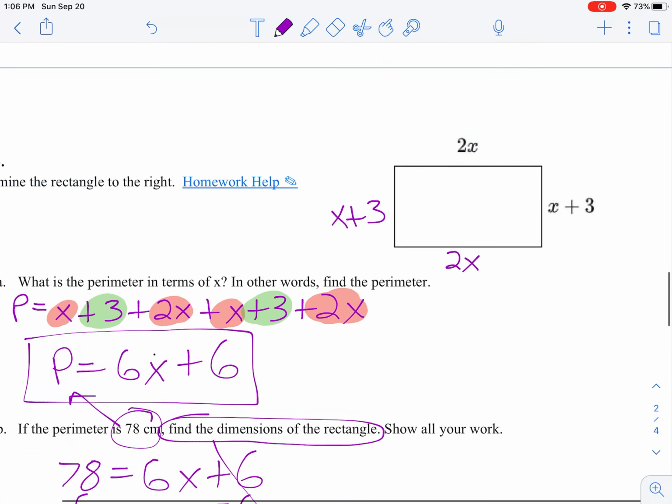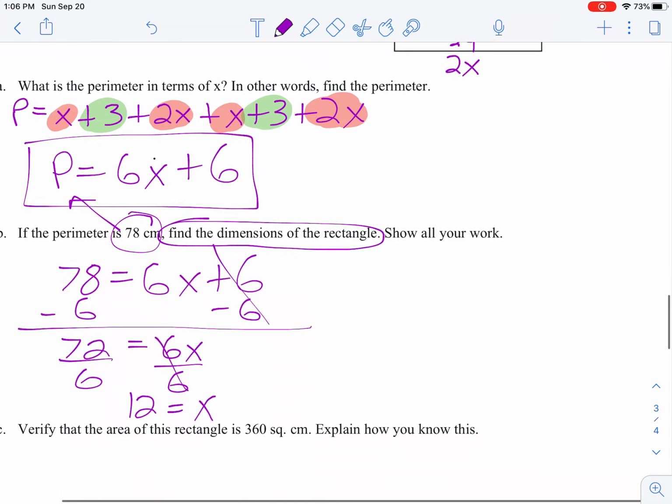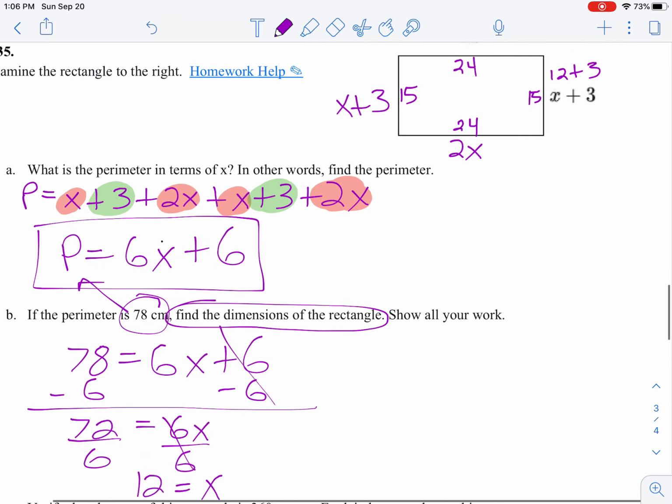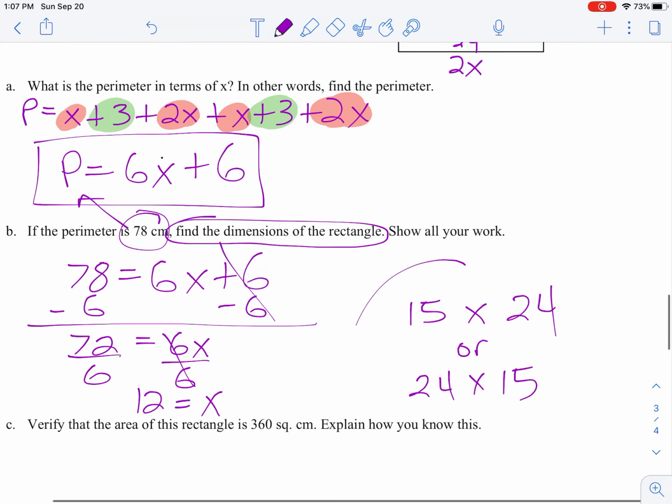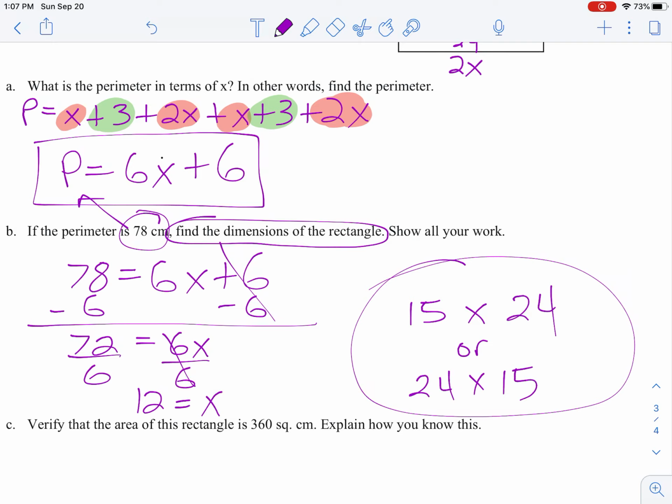So what I'm going to do is plug the x values in up here. It's 2 times 12, which gives us a length of 24 for both of these sides. And then if I plug in 12 over here, 12 plus 3 gives me 15. So then I would have a width of 15. So now to find the dimensions, the answer to my question would be 15 by 24. Or if you switched it and said 24 by 15, that would be fine too. Either one of these would be your answer for part B.